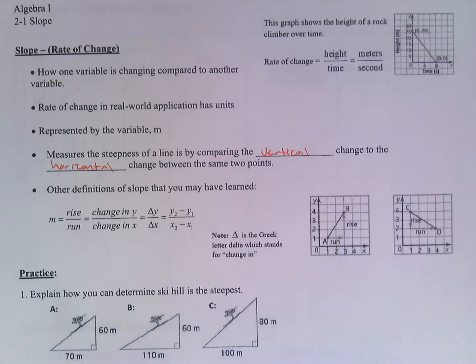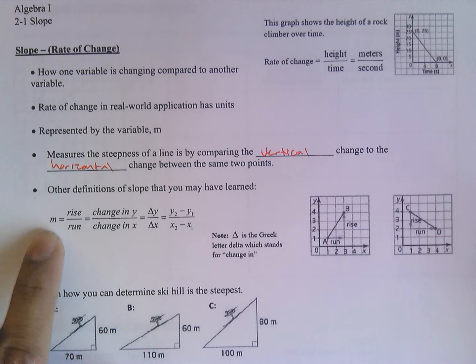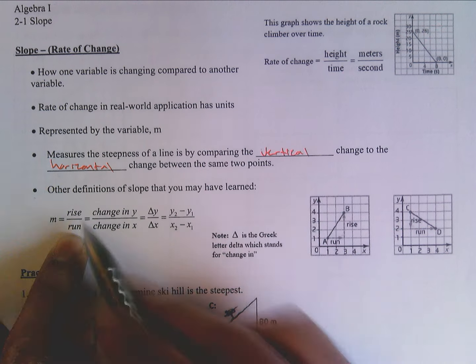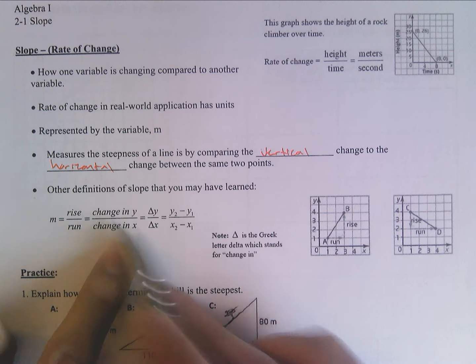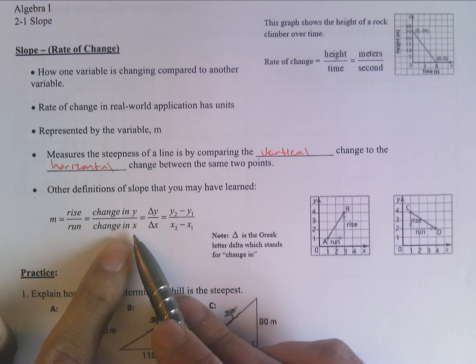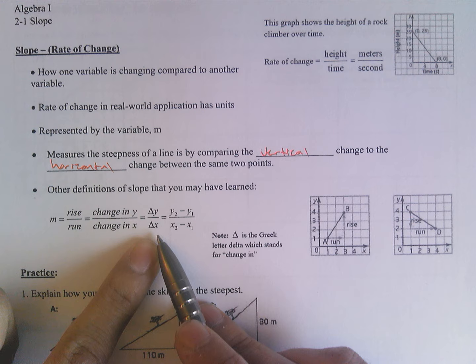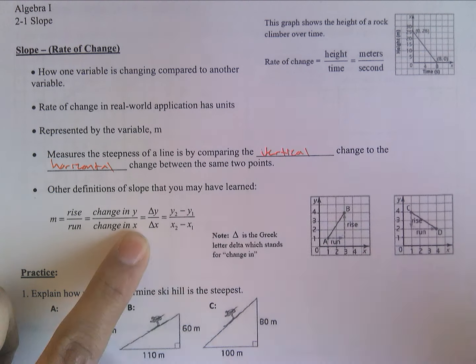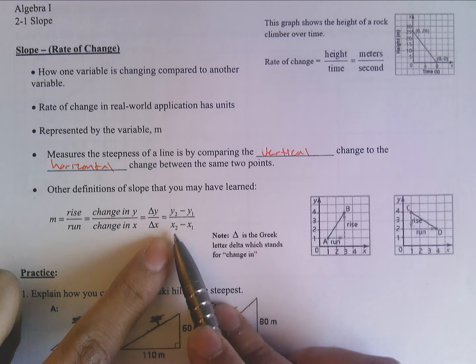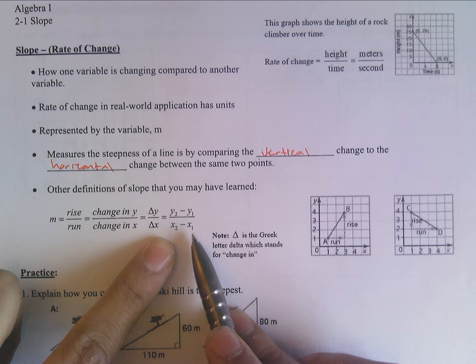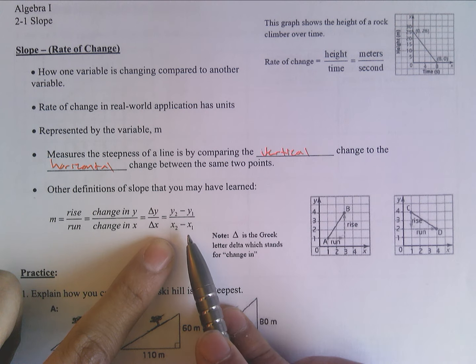Ways that we're going to represent this in today's notes are m, so m for slope. Graphically, we can see it as rise over run, so that's the change in the vertical over the change in the horizontal. Change in y over change in x. Delta y over delta x. So delta is the capital Greek letter that stands for change in. So these are pretty similar in meaning. Or we can take the difference, y2 minus y1 over x2 minus x1. So this is the difference in the y coordinates over the difference in the x coordinates.